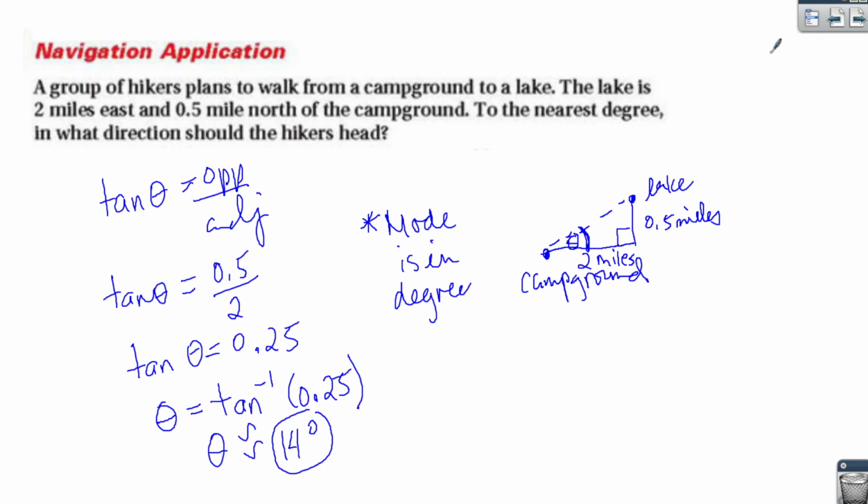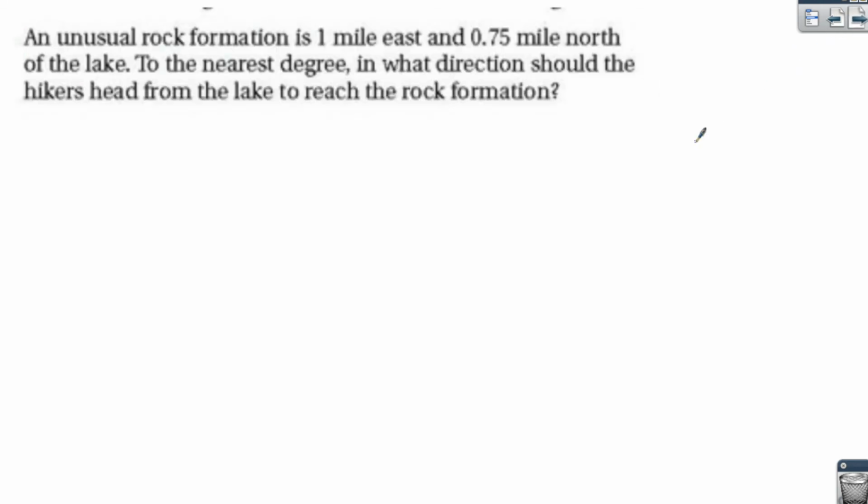In the next page, you're going to have an opportunity to try this out. You can pause the video, give yourself some time to practice, and then resume whenever you're ready. All right, here we go. An unusual rock formation is 1 mile east and 0.75 miles north of the lake. To the nearest degree, in what direction should the hikers head from the lake to reach the rock formation? Remember, this is a connection of the word problem, okay? You can start from scratch here, start a new illustration. The previous information we have doesn't really matter right now, okay? So go ahead and pause the video.